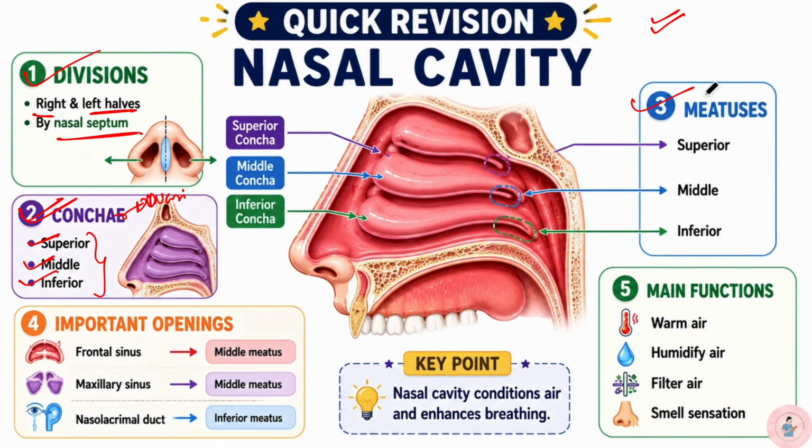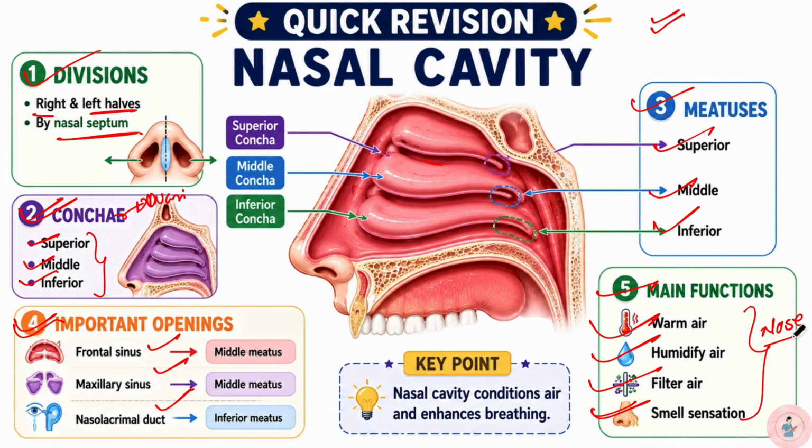Meatus are the structures which are present just under the concha. These are again the superior, middle, and inferior. The important openings are the frontal sinus, maxillary sinus, and nasolacrimal duct. The main function is to warm the air, humidify the air, filter the air, and smell the sensation. So this is the main function of nose and nasal cavity.